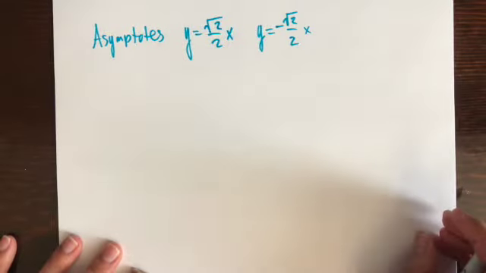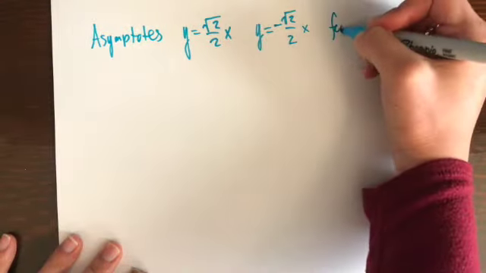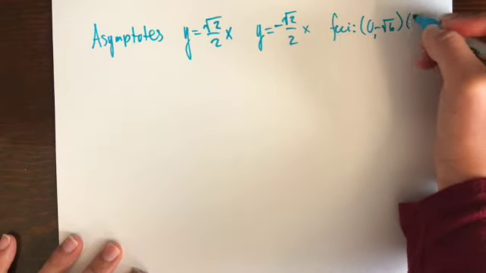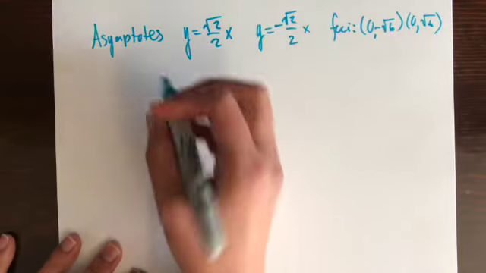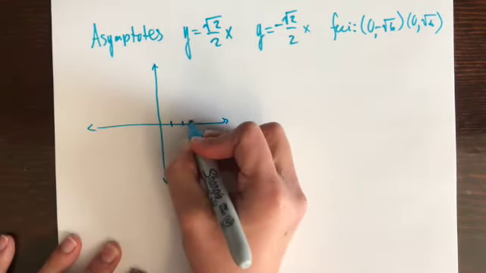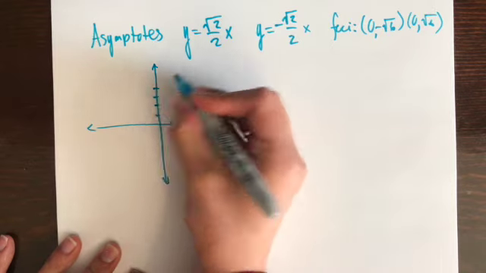So let's suppose that we have another example. Let's suppose we have two asymptotes that they give us. The first asymptote is y equals root 2 over 2 x. The second one is y equals negative root 2 over 2 x. The center, again, is going to be 0, 0 because our foci are centered about 0, 0. We have 0, negative root 6 and 0, root 6.